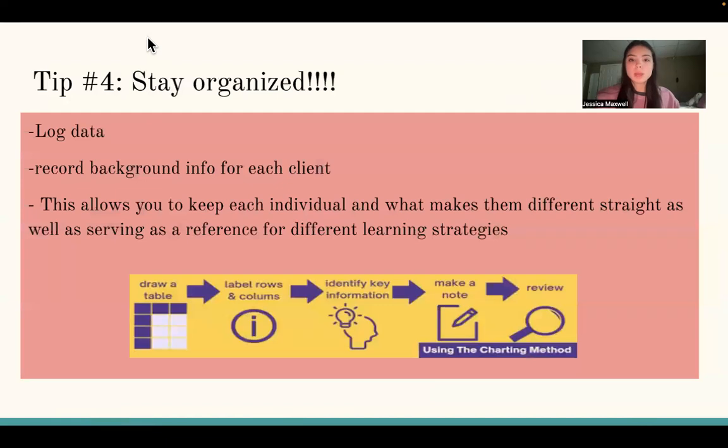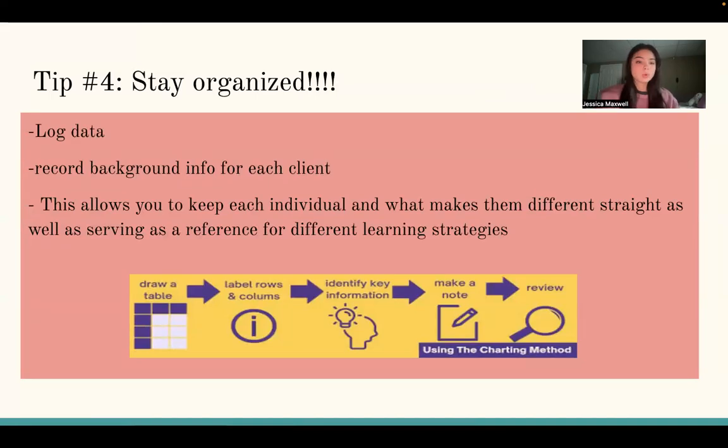So my 4th tip would be to stay organized. I saw in both settings that the main thing is each student is an individual and they are all different and they do all come from different cultural backgrounds. They learn differently. They are also different. So it's hard to keep up with every student if you don't have it down on paper or logged in a computer somewhere.